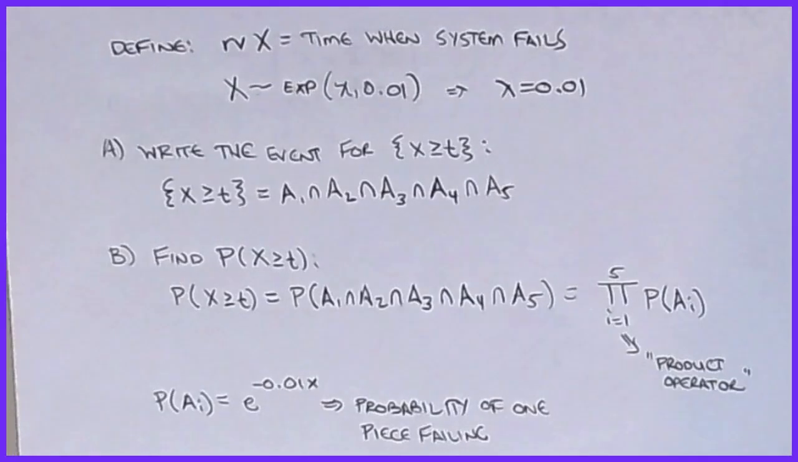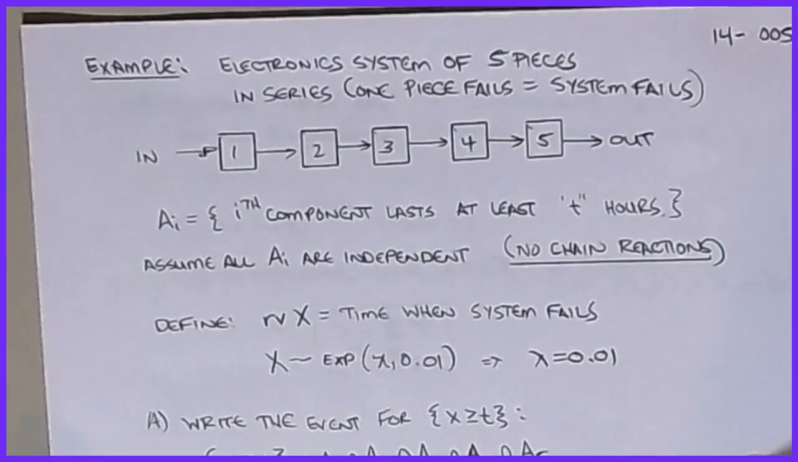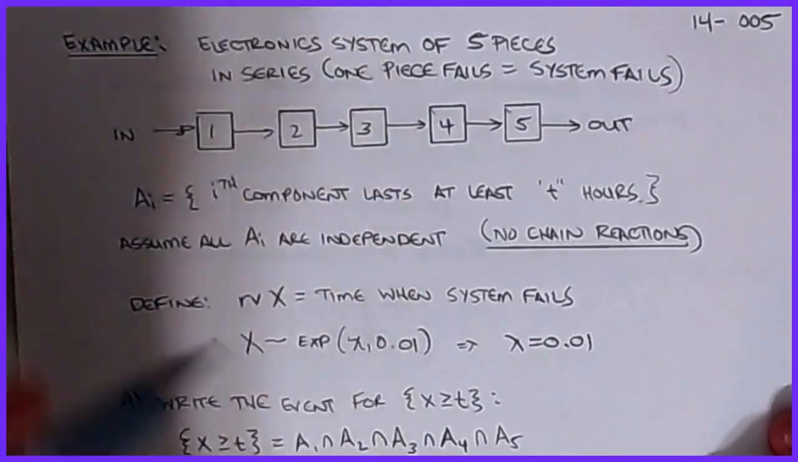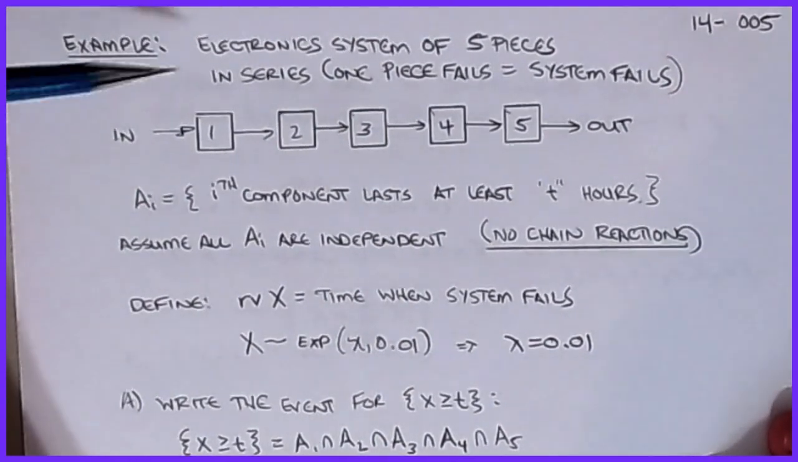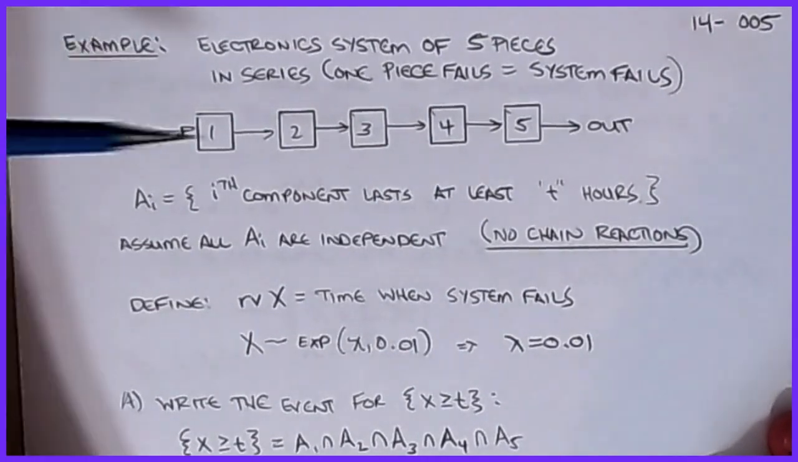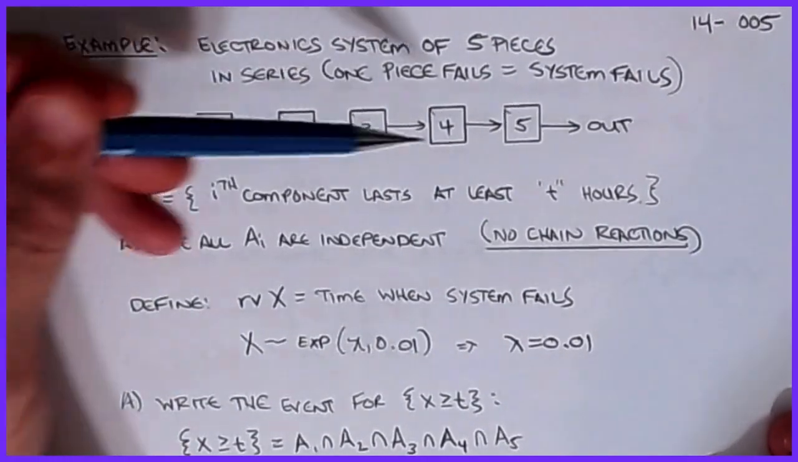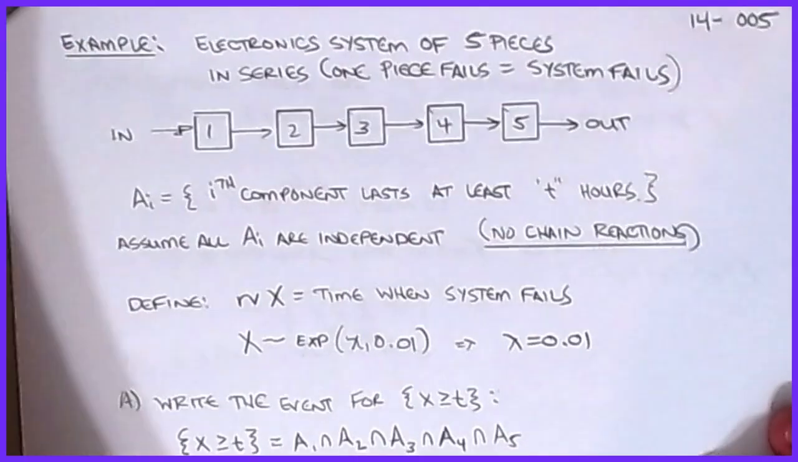All right, let's try another one. We've got another exponential. I've got an electronic system of 5 pieces in series. One piece fails, the whole system fails. So it's a serial connection. So here's piece 1, 2, 3, 4, and 5. Here's my in, here's my out.